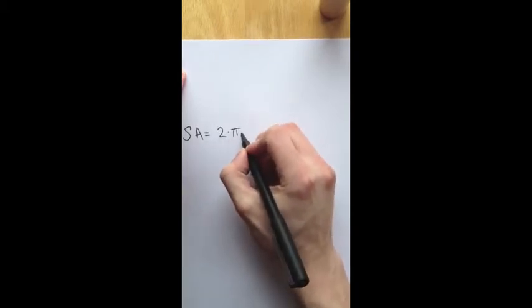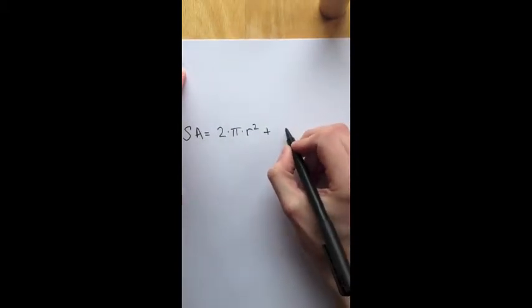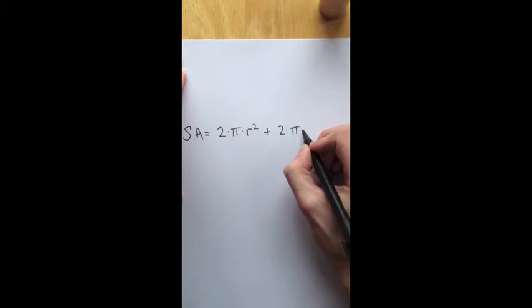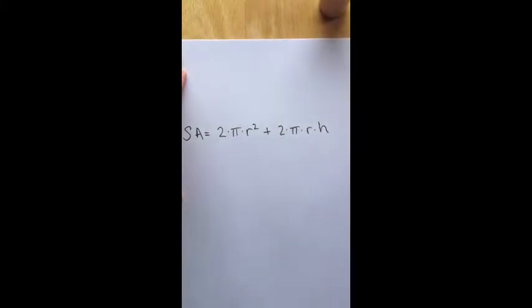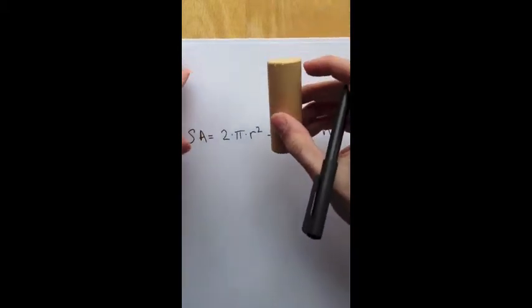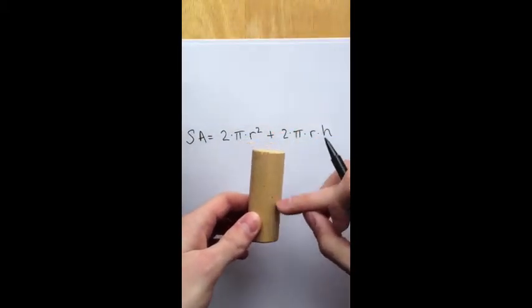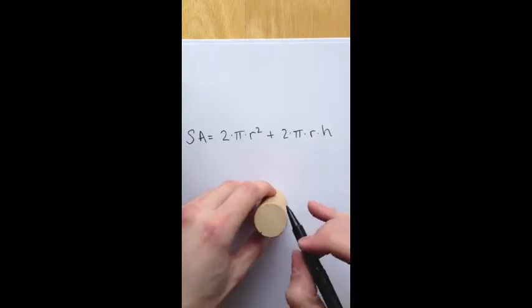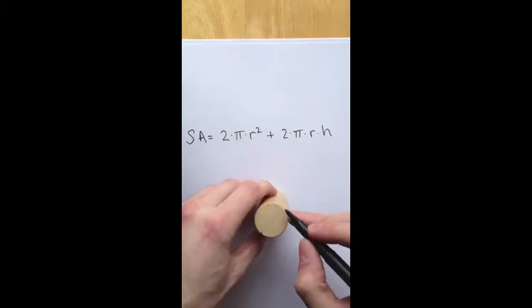Each 3D object has its own different formula for surface area, and the surface area for a cylinder, which is what you should write down, is surface area equals 2 times pi times the radius squared plus 2 times pi times the radius times the height. Alright, and the height of this is just how tall this cylinder is. And the radius, as we know, is the distance from the center of the circle to the outside.